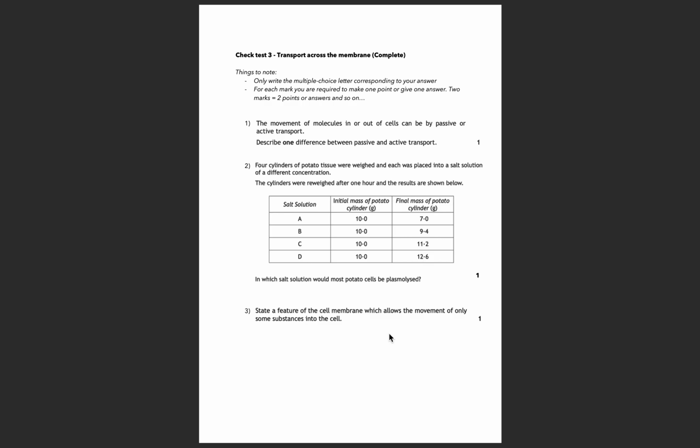Also, you could have talked a bit about the structure of the membrane. So the fact that it's the lipids, the phospholipids, that are only allowing some molecules or some substances into the cell, or you could have talked about the proteins. So if you described the structures that were present to allow only some molecules to enter the cell through the membrane, then that would have got you the mark also.